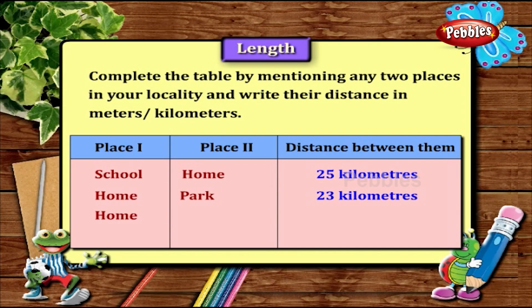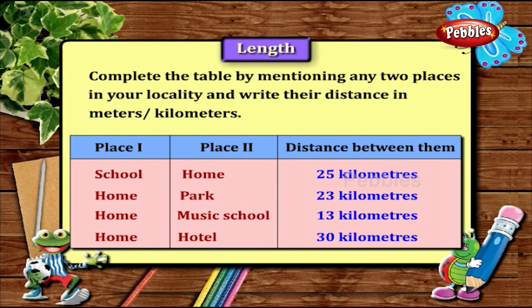Place 1 home, place 2 music school. Distance between them 13 kilometers. Place 1 home, place 2 hotel. Distance between them 30 kilometers.